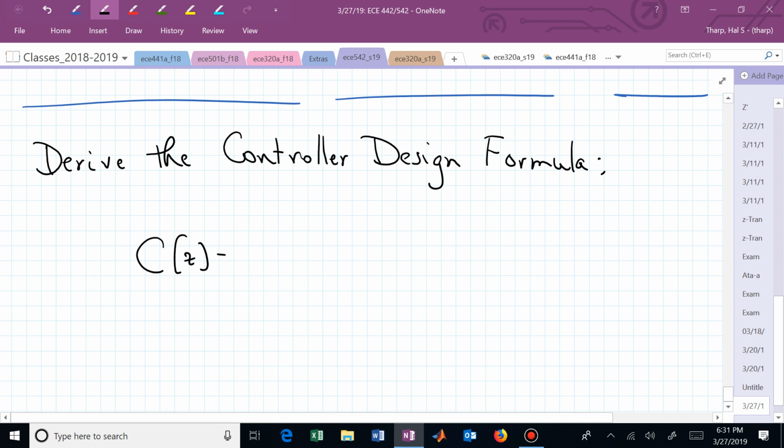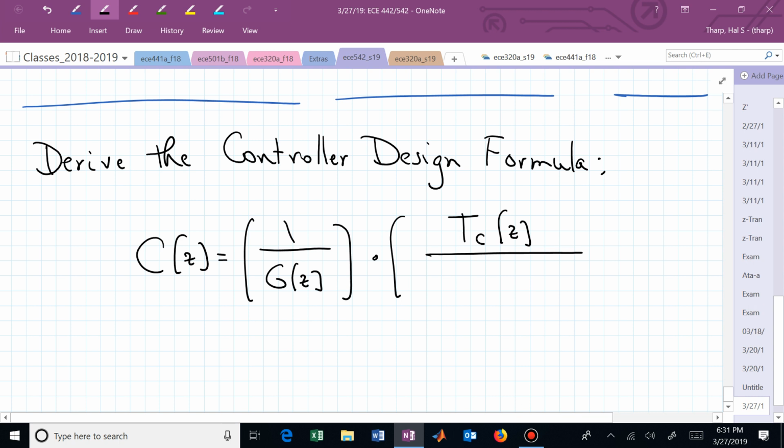C of z is equal to 1 over g of z. So ideally we would invert the plant, that's a way of thinking about it, with our controller, and then we would replace that inverted plant with a transfer function in our controller that makes the whole closed loop dynamics, or the whole closed loop transfer function, equal T sub c of z, which is what we want.